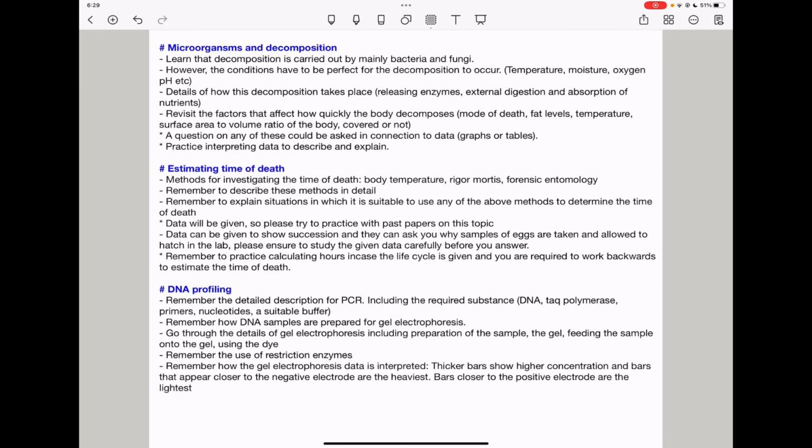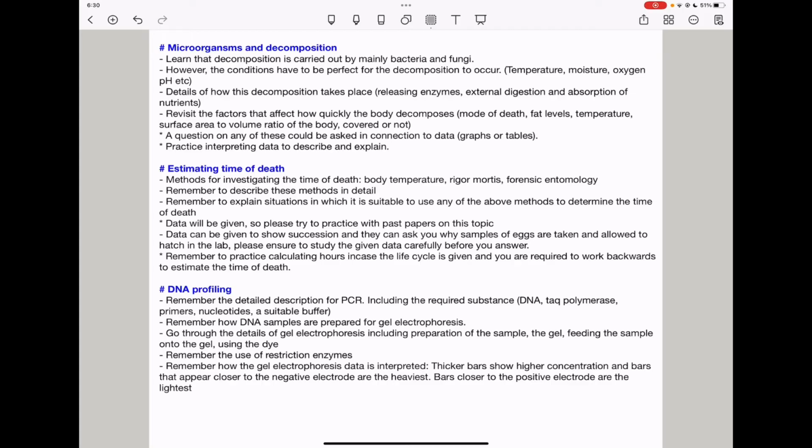The next part is microorganisms and decomposition. Ensure you learn decomposition is carried out mainly by bacteria and fungi. However, the conditions have to be perfect for decomposition to occur. Conditions like temperature, moisture content, oxygen, pH are vital in either fastening or slowing down the rate of decomposition. They could ask about details of how this decomposition takes place. Ensure you fully understand that these pathogens release enzymes.